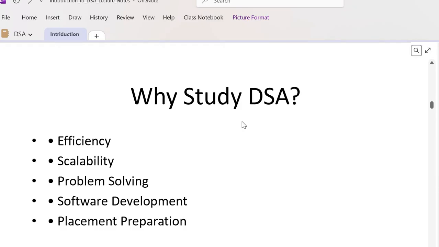So why do we have to study data structures and algorithms? First, a data structure is a way of organizing, storing and managing data so that it can be accessed and modified efficiently.